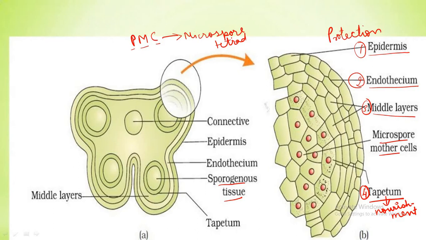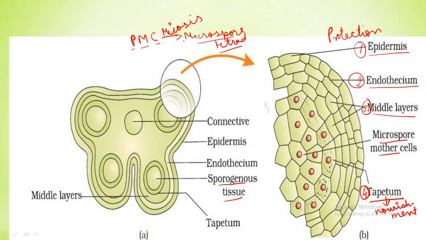This process of formation of microspores from a pollen mother cell through the process of meiosis is called microsporogenesis. ठीक है, तो PMC या फिर पोलन मदर सेल माइक्रोस्पोर टेट्राड कैसे बनाएगा? Through the meiosis process.